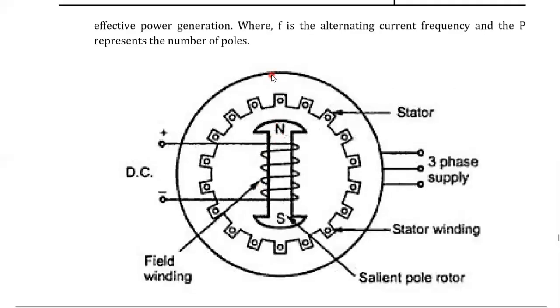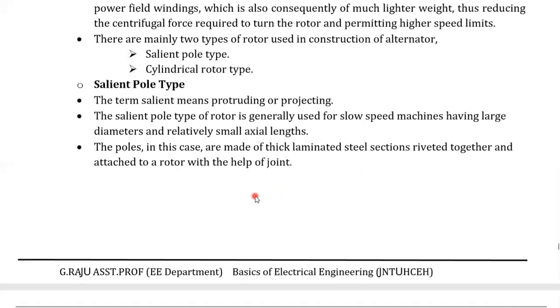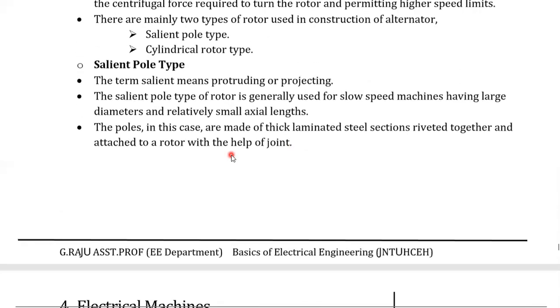So the diameter, up to here, is more. In the salient pole machine, the diameter is more but the axial length is less. The axial length is here, in this way. The axial length of this machine is less, but the diameter is more. This is the salient pole machine.